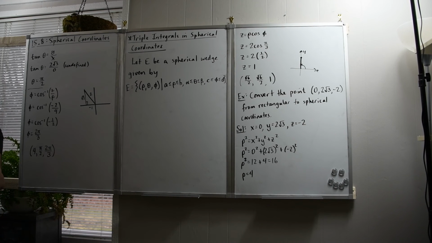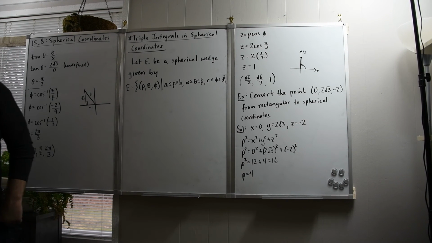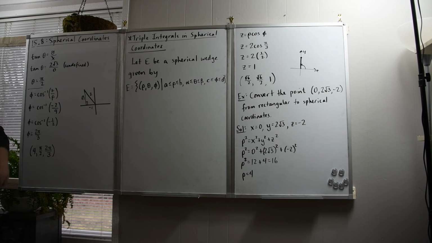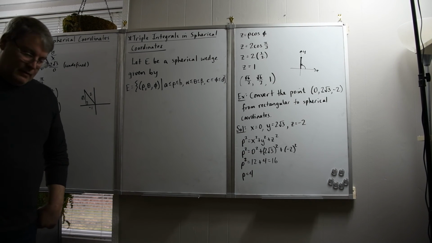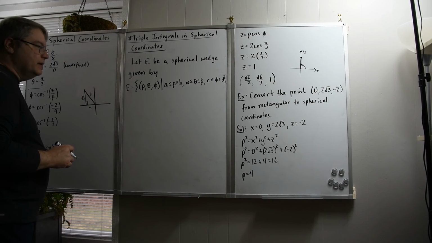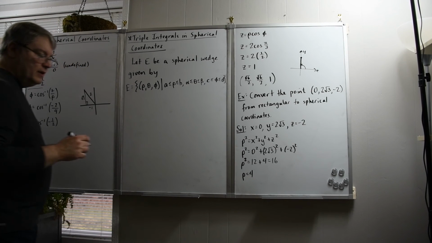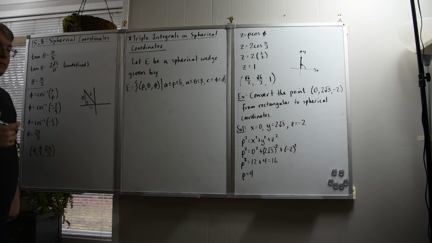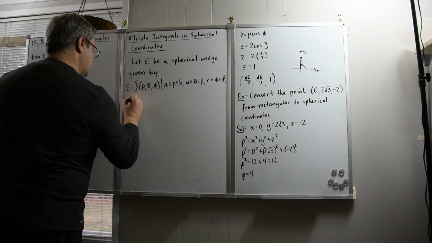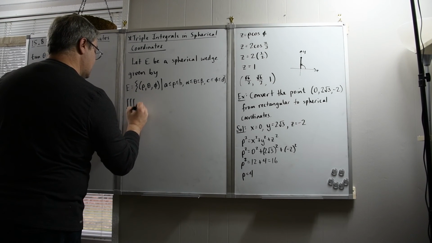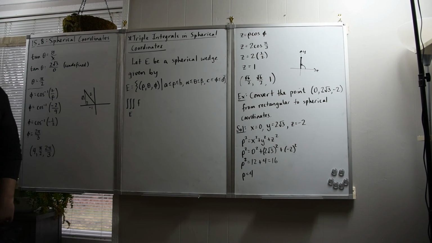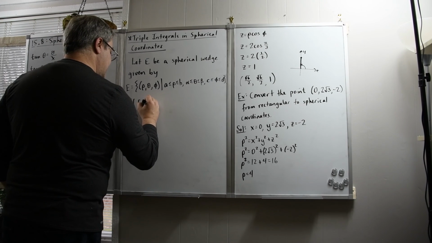So this is how we define our spherical wedge, and we'll take a look at a little bit of an illustration momentarily. If our spherical wedge is defined this way, and we want to take the triple integral of some function f over E, and so once again we have the triple integral of f of x, y, z over E.